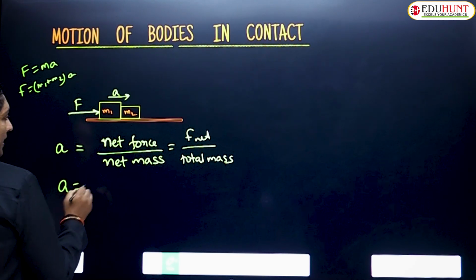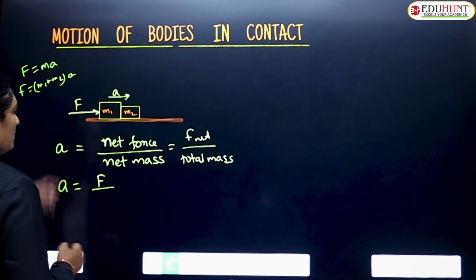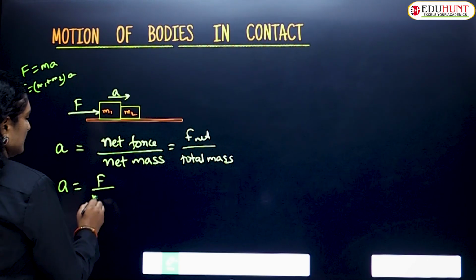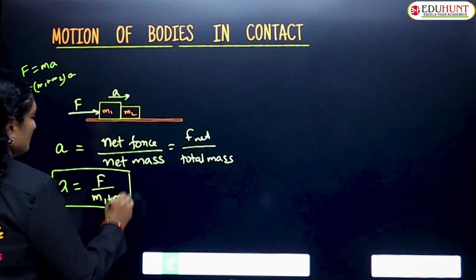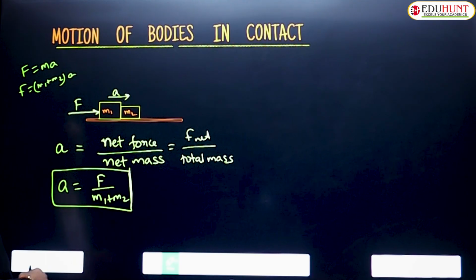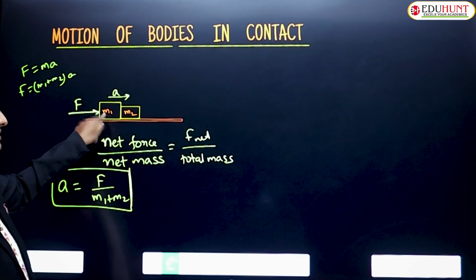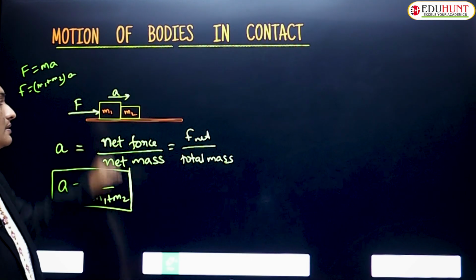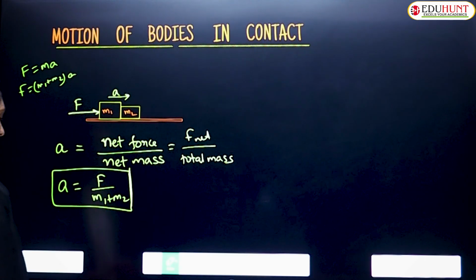Hence the value of A is found to be, what is the F net acting, children? This is F upon the total mass, here M1 plus M2. Hence the acceleration produced in each block is found to be F by M1 plus M2. M1 also moves with an acceleration of F by M1 plus M2. The second body M2 also moves with an acceleration of F by M1 plus M2.